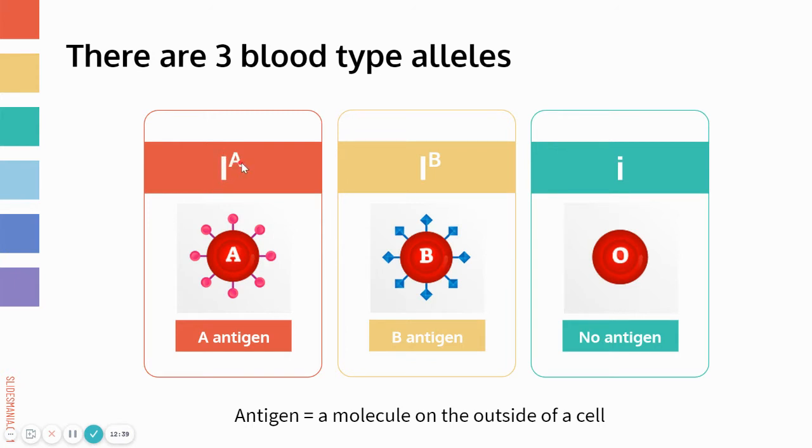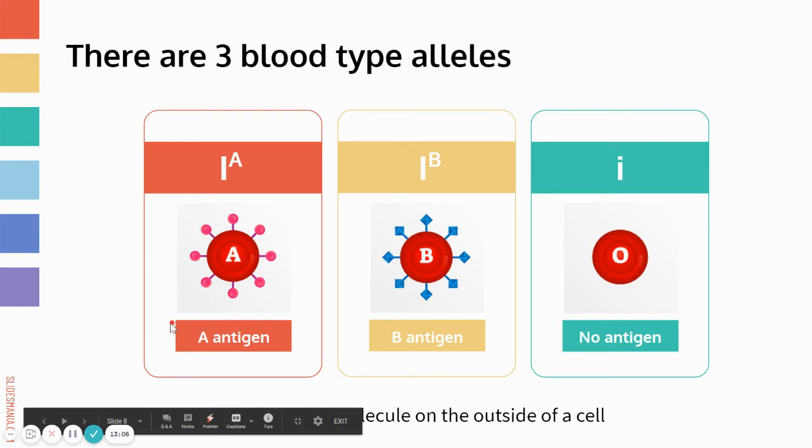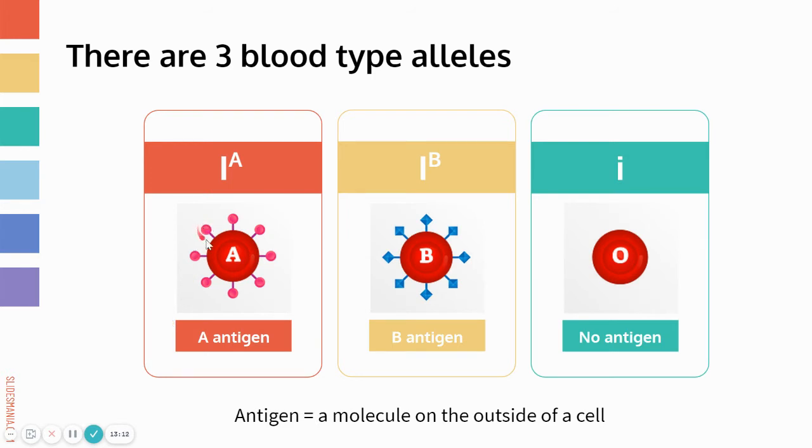So we've got IA, and that leads to this A-type molecule being expressed on the outside of the cell. We've got IB, which leads to the blue squares being expressed on the outside of the cell. And we've got lowercase i, and that leads to no molecules being expressed on the surface of the cell. And you'll see here that instead of saying molecule on the surface of the cell, it's listed as an antigen. So for right now, we're just going to think of an antigen as a molecule that's present on a cell's surface. So this would be an A antigen or a B antigen. And if we have nothing, then we'll say there's no antigen.